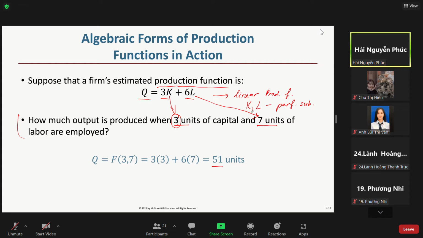And why do we say K and L are perfectly substitutable? Because if you reduce the use of L, you can substitute by increasing the quantity of K, to maintain the same level of output, right?